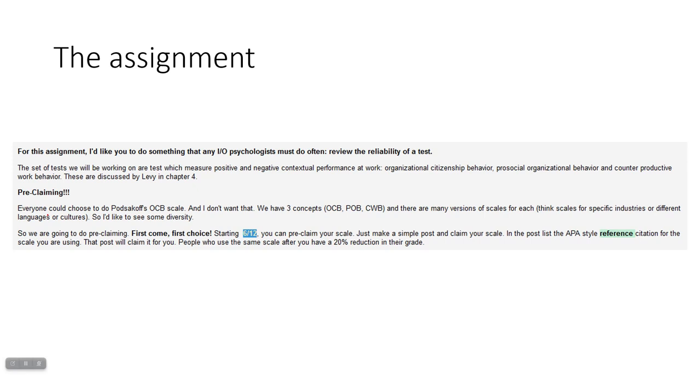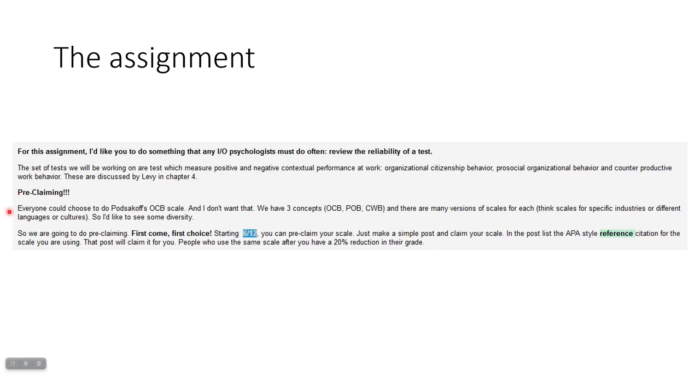The first thing you should do with an assignment is read it over, even before you start to answer it, to get a sense of what you need to do. So here, let me get my laser pointer. We're going to be looking at the reliability review of a test that measures positive and negative contextual performance at work. Specifically, we're looking at OCB, POB, and counterproductive behaviors at work.